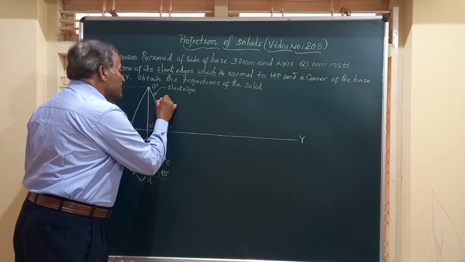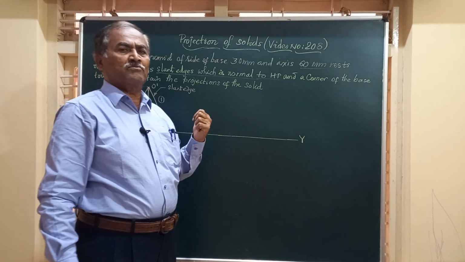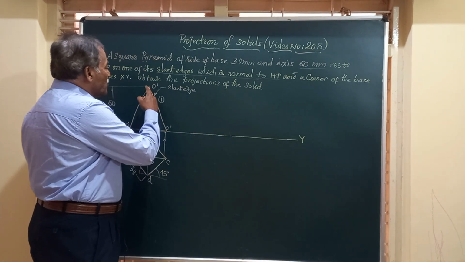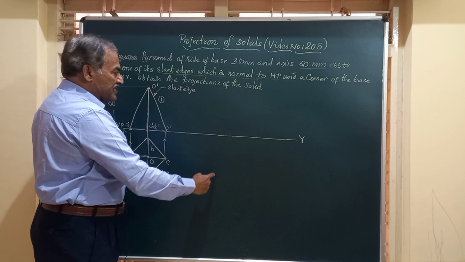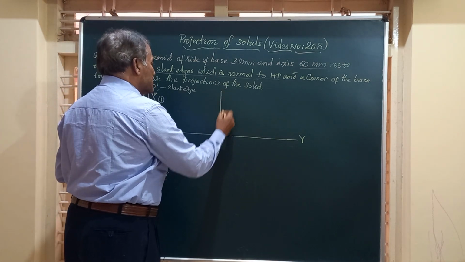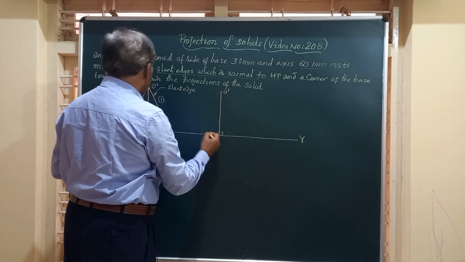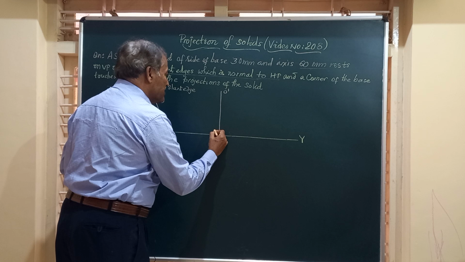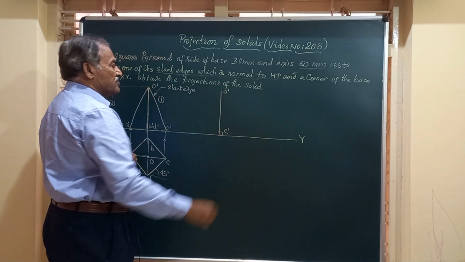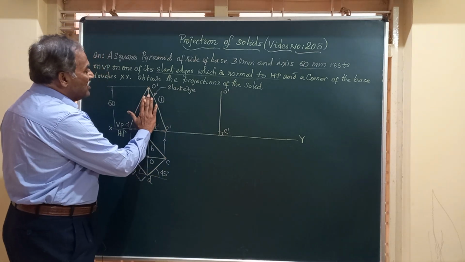So if I call this figure number 1, I am going to redraw it as figure number 2, wherein this O dash C dash becomes vertical or perpendicular to XY. So friends, I will draw this here. This is O dash and this point is C dash. This O dash C dash is perpendicular to XY, or perpendicular to HP. Now I have to redraw this figure.